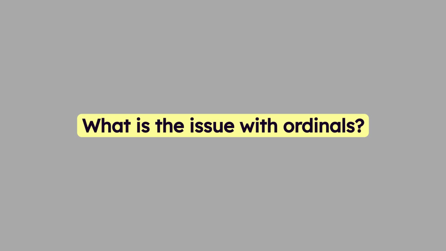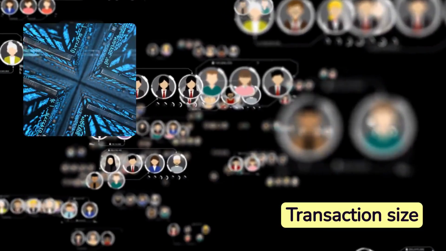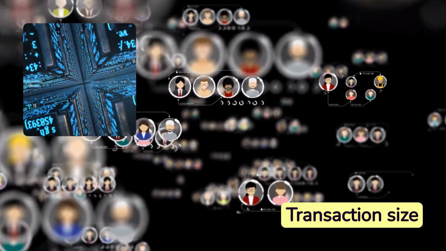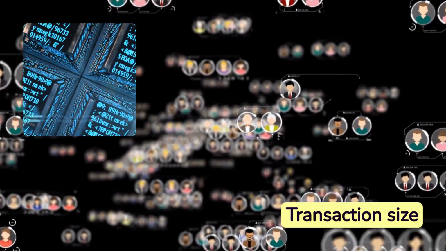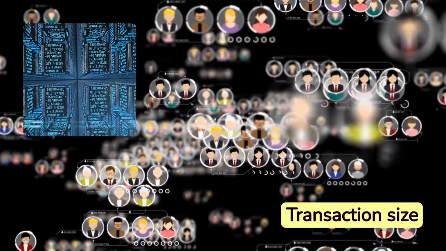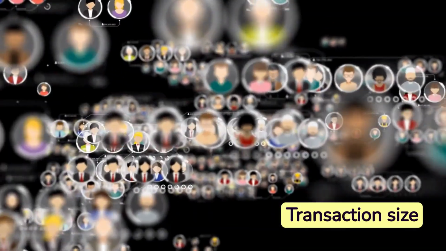So, what is this issue with ordinals? The issue with ordinals is how they have been able to bypass established data limits in Bitcoin transactions. Ordinals involve inscribing unique data like images or text onto individual satoshis for creating NFTs. This process potentially increases the size of transactions, impacting the network's efficiency and scalability.